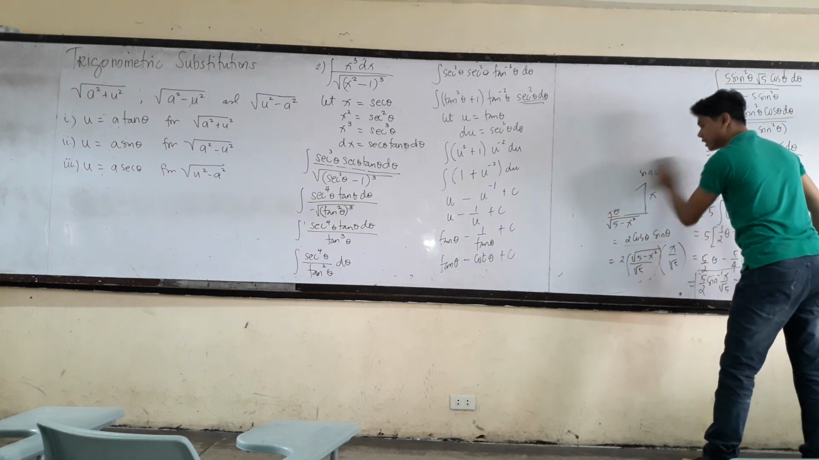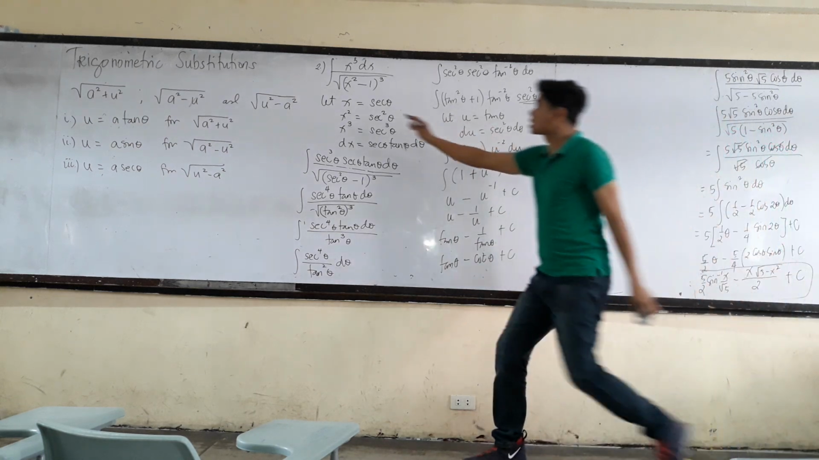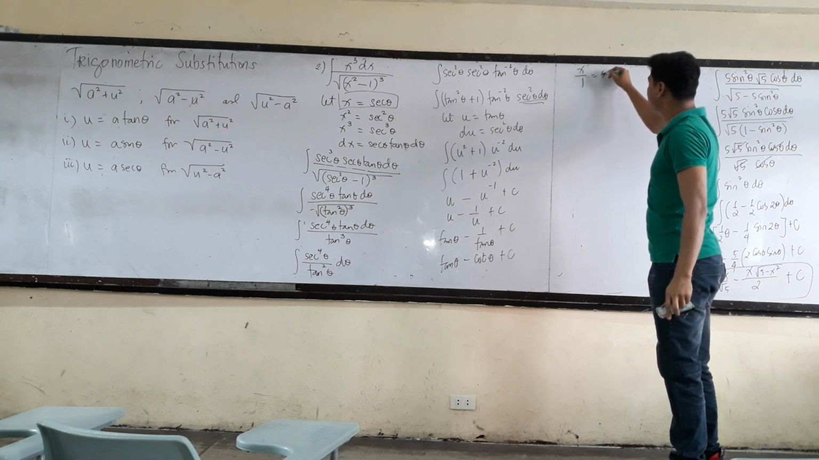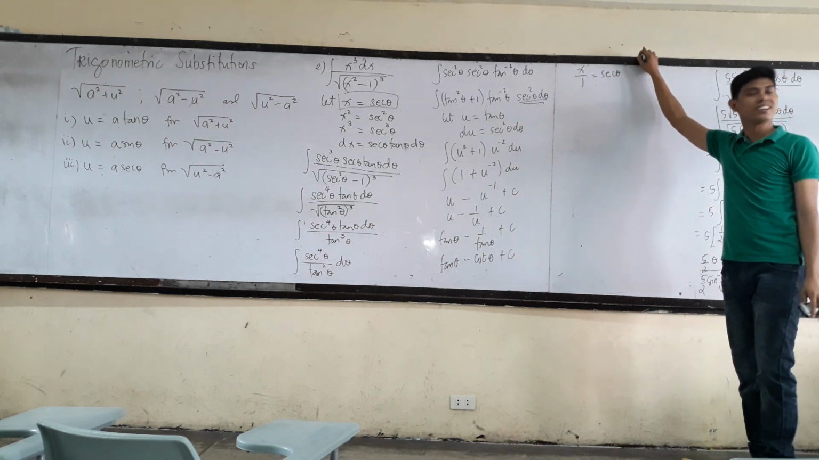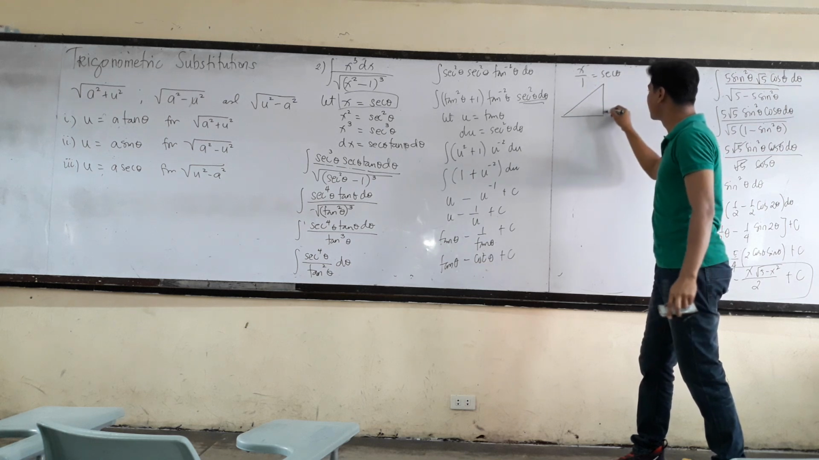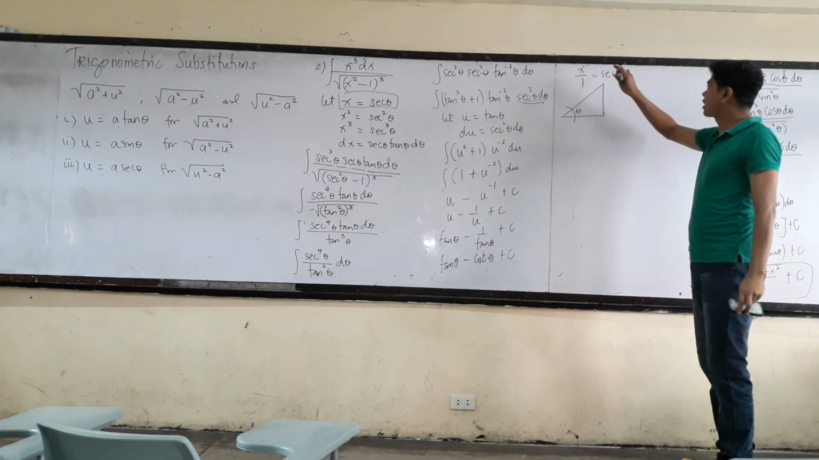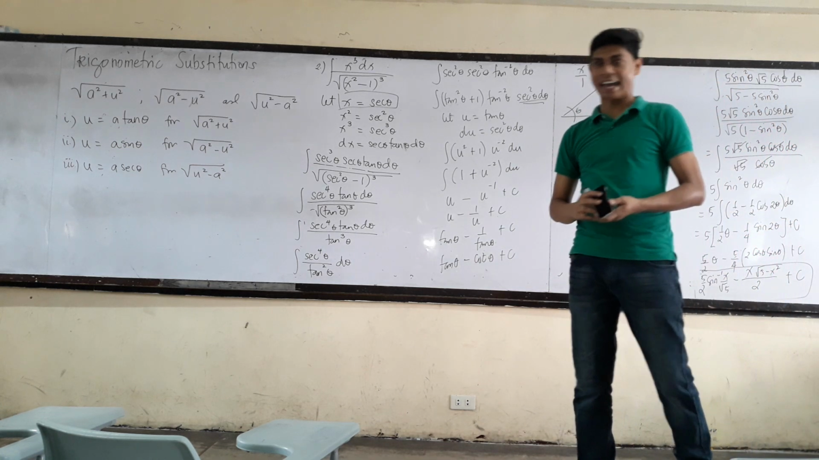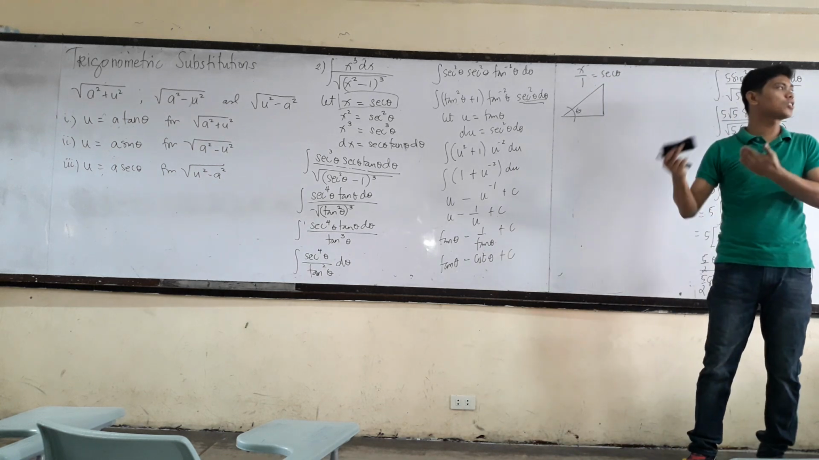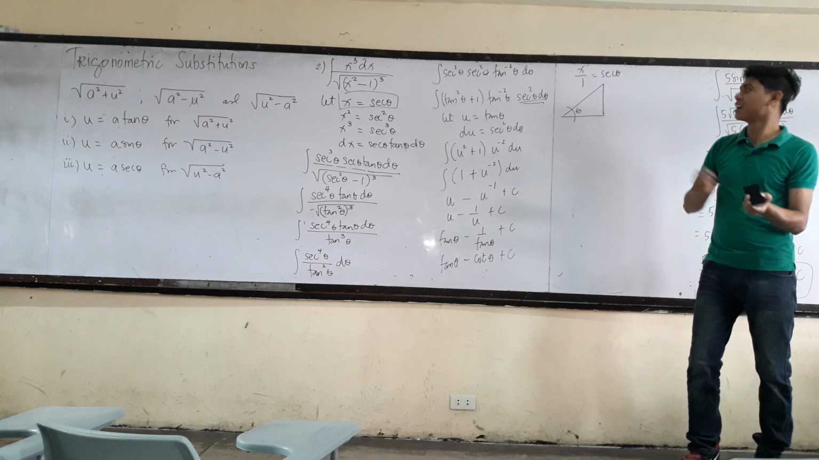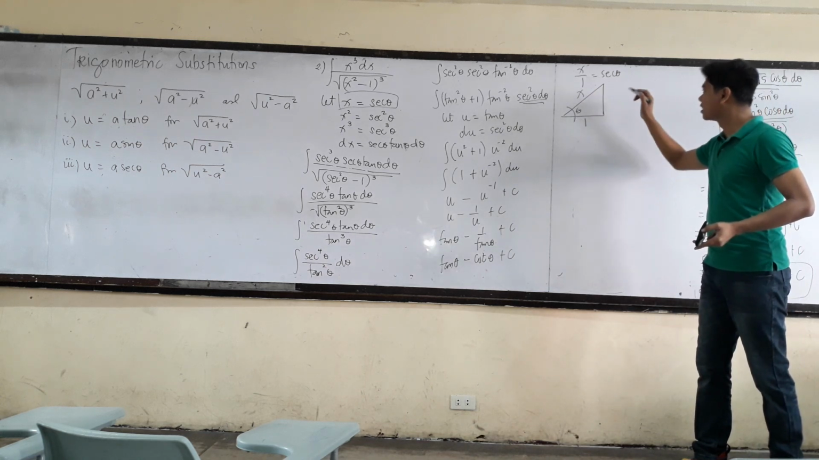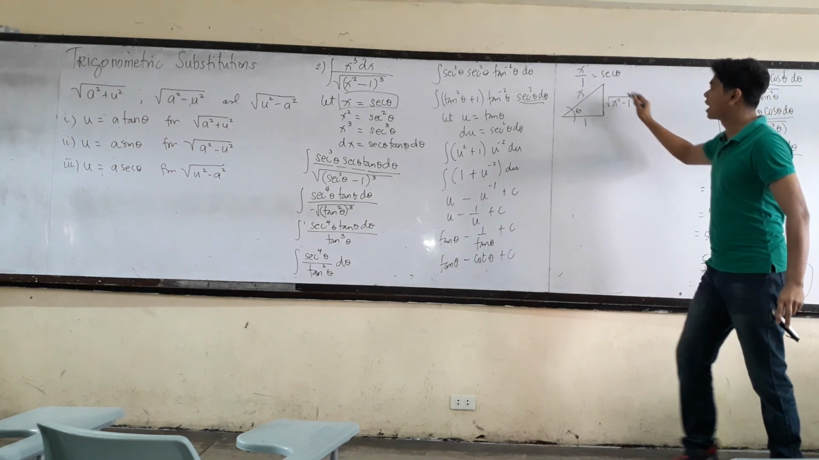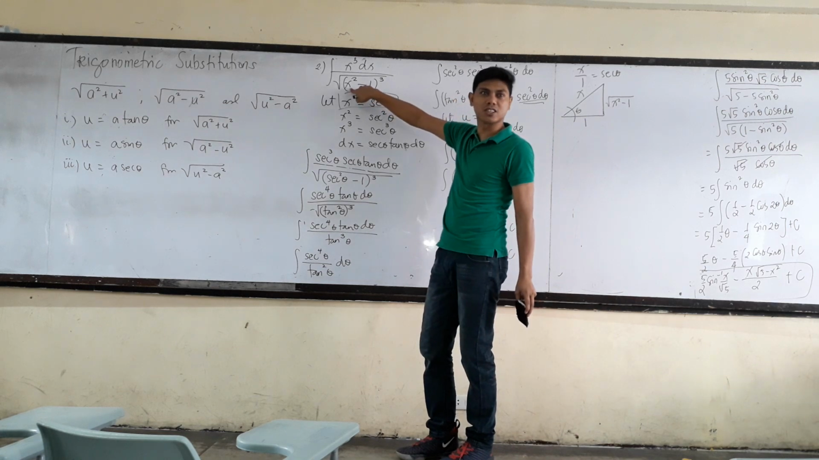So what are our identities? This tells us that x over 1 is secant theta. Right? And then you do the triangle. This is theta. How do you express secant? Secant is the reciprocal of cosine. And cosine is adjacent over hypotenuse. So what is secant? Hypotenuse over adjacent. So what is this side of the triangle? x squared minus 1. And this is x squared minus 1.